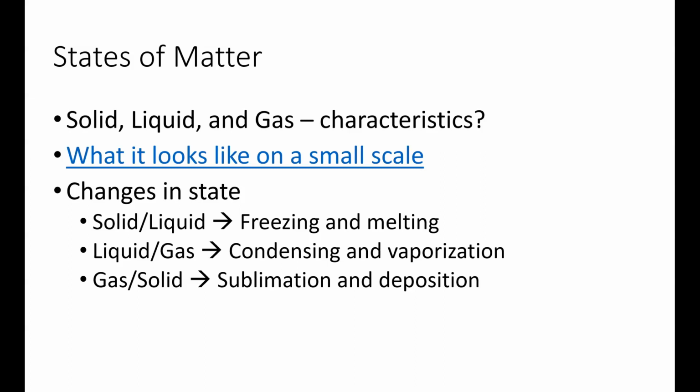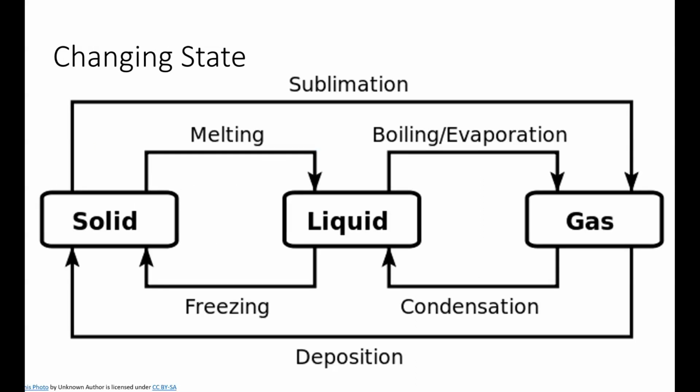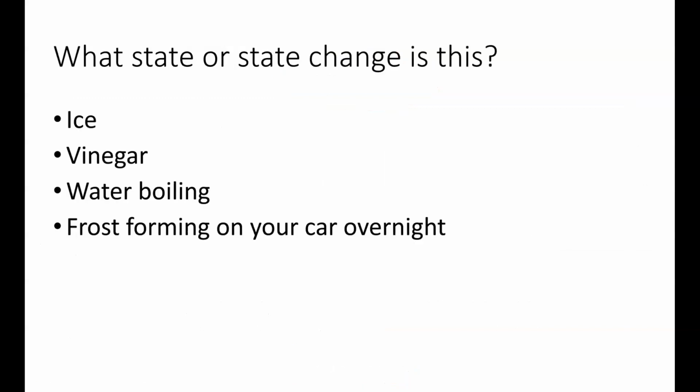I've got a nice diagram to show you that shows these relationships. So when we go from a solid to a gas, we call that process sublimation. When we go from a gas to a solid, that's deposition. Liquid to solid is freezing, solid to liquid is melting. Liquid to gas is boiling or evaporation. The reverse is condensation. I'd like you to take a moment and think about what the state or state change each of these is.